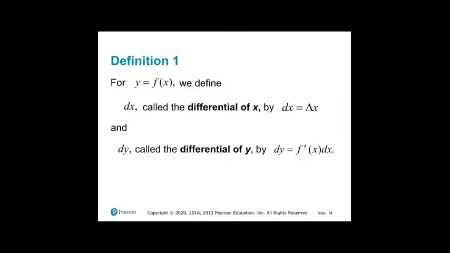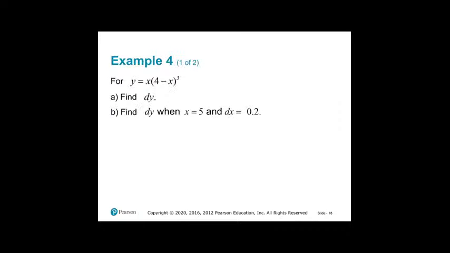So for instance, let's see it in action. For this function, find dy, and then find dy when x is this and dx is 0.2. Okay. So I'm going to do implicit differentiation, and the way I remember doing it is, whenever we take the derivative of x, we put dx, and whenever we take the derivative of y, we put dy, right?